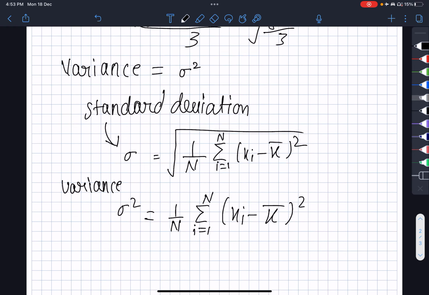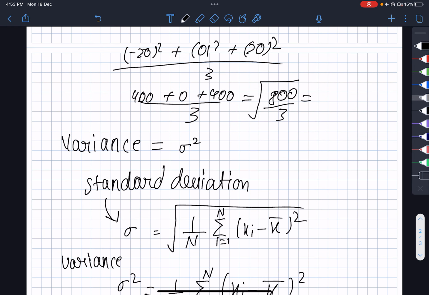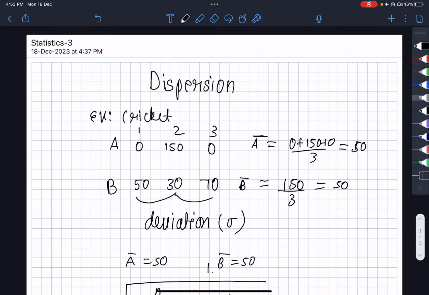So what we have got, we learned about standard deviation, variance, and all those things. We'll be seeing the next part.